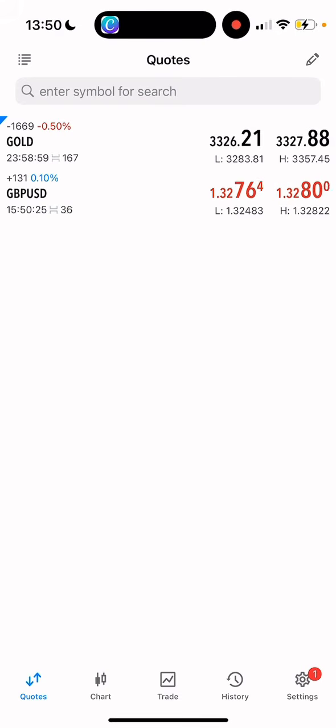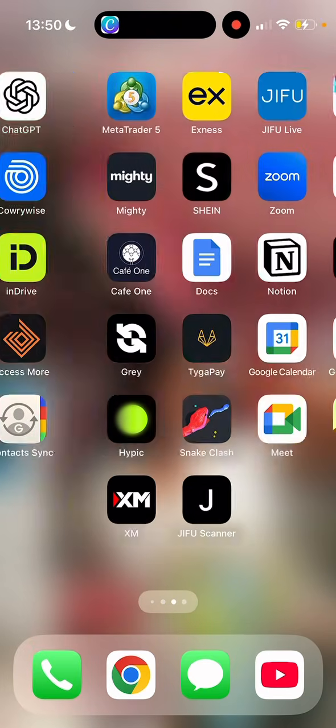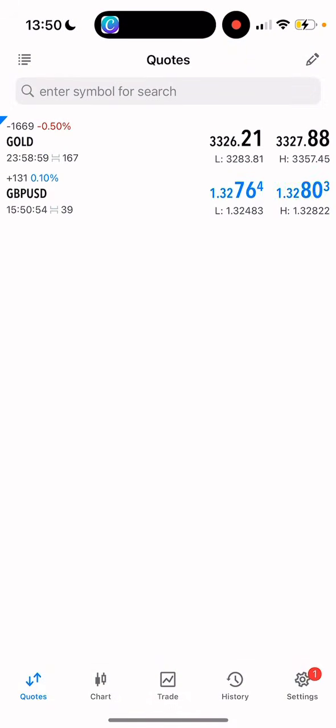Okay, so now let us say that I wanted to take GBP USD, but GBP USD was not in my quotes. So let's just say, for example, I want to take a trade and it's GBP JPY, but it's not in my quotes. What do you do? Okay, let's go back. Let us place this trade and see what that looks like. So what's the first step you do? Open your MT5. Once you open your MT5, this is the first place it's going to show you.